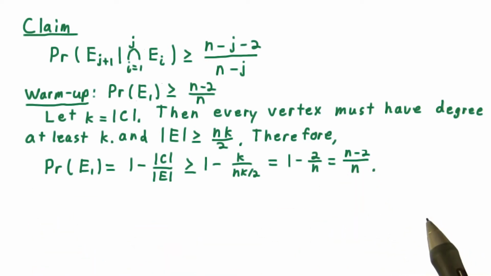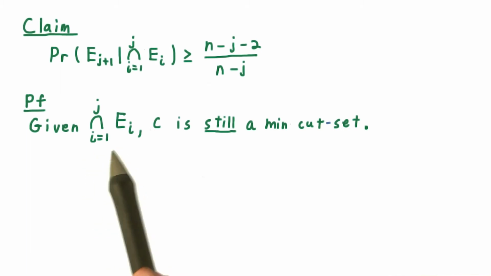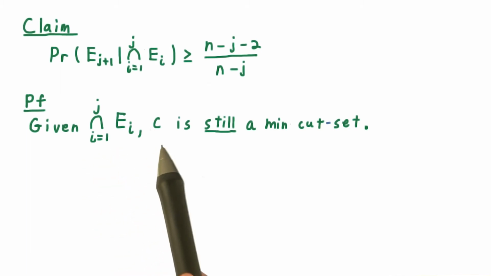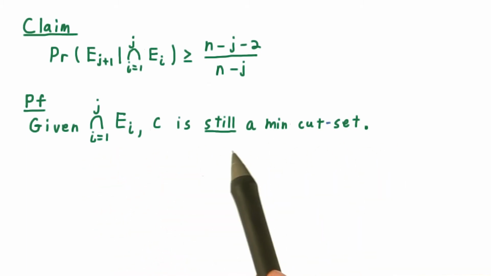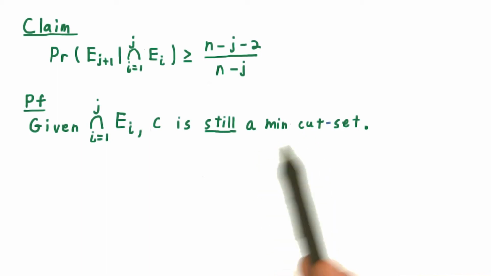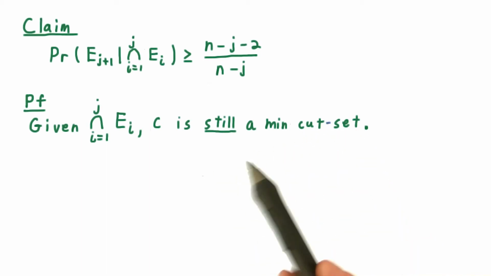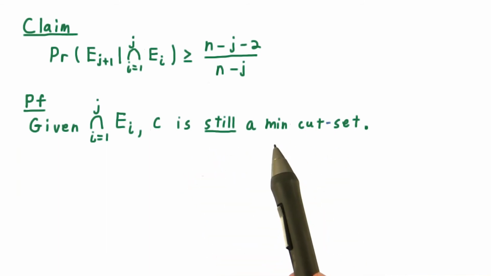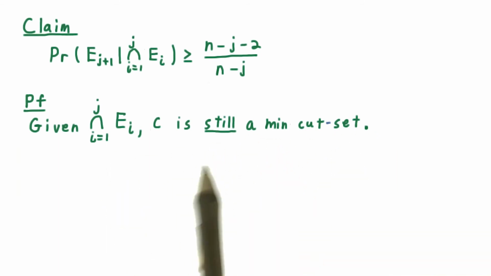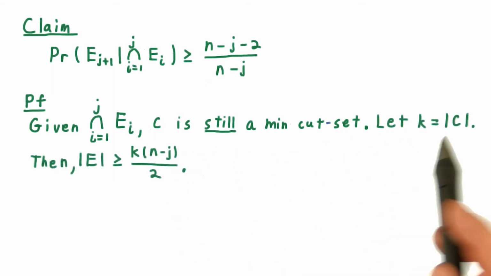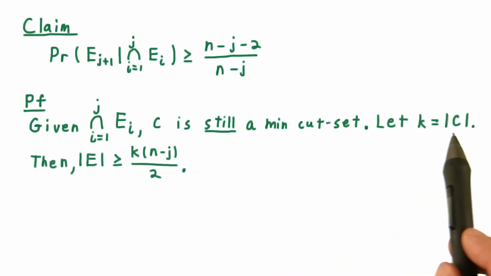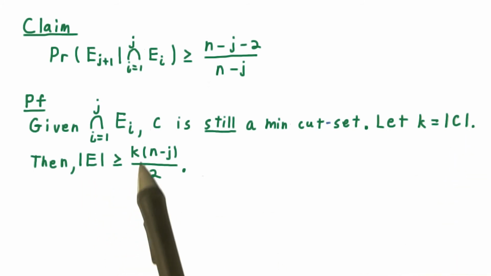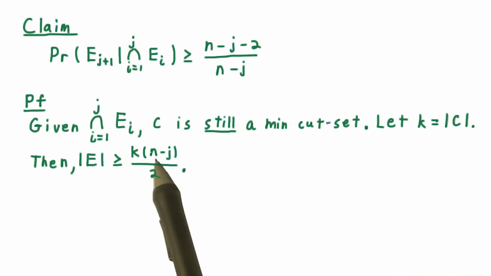The more general argument will be similar. Given that the first j edges chosen were not in C, then C is still a minimum cut set for the current graph. If not, then taking the edges in the smaller cut would also be a smaller cut for the original graph. And note throughout as we count edges, we're always counting the parallel ones. So again, we can let k be equal to the size of this set C, and we have that there have to be at least k times n minus j over 2 edges left.